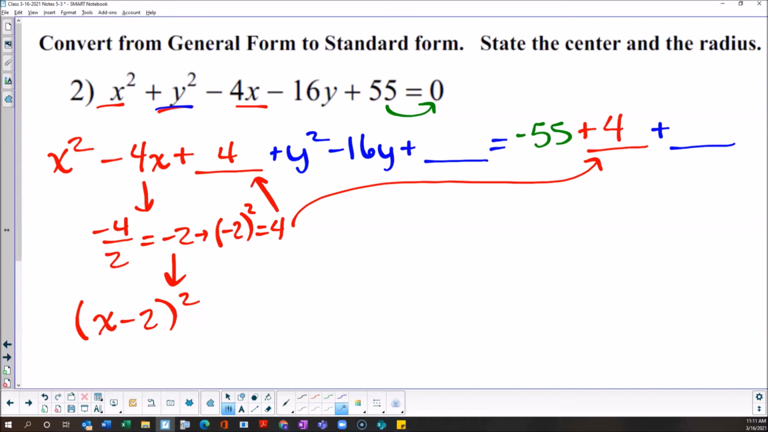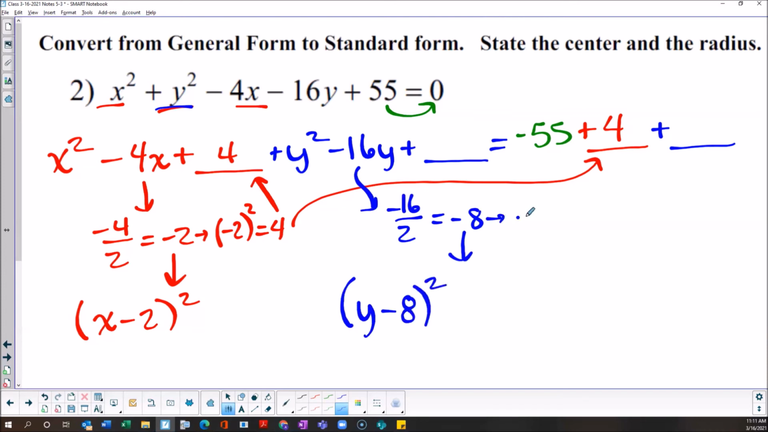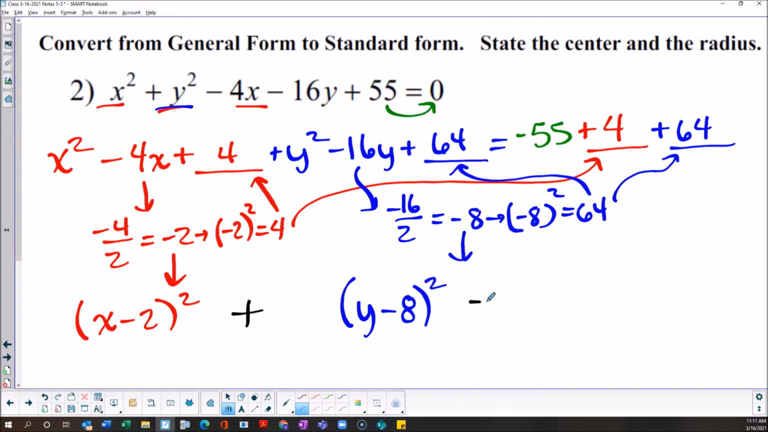Okay, then I'm going to go back and do my Y. I have negative 16 divided by 2. I get negative 8. I could go ahead and write that part. And then I need to remember to square it. I'm going to put that back here and over here. And then always plus in between the two, right?